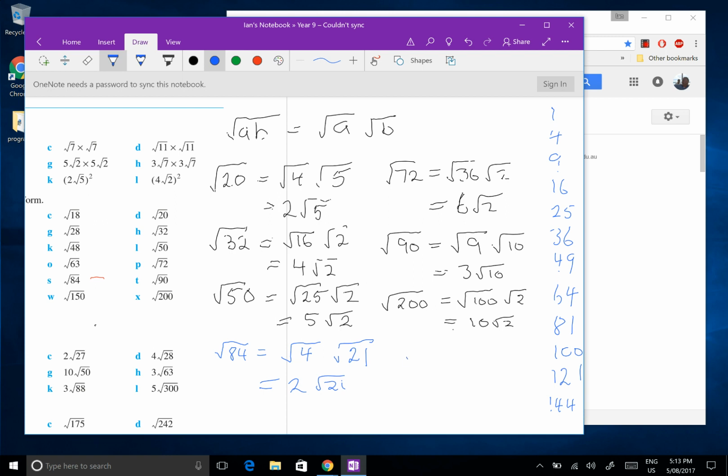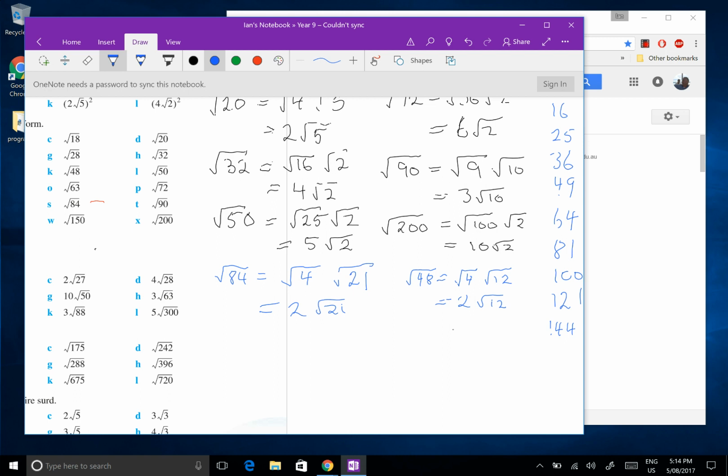But I'll do root 48. Now I know that 16 goes into 48 3 times, but let's say I didn't know that. You might not know your 16 times tables. So you'll go, all right, well, I'll do the root 4 first. And 4 goes into 48 12 times. And you go, all right, well, that's 2 root 12. But I know that 4 also goes into 12. So I can break down 12 as 4 and 3. Now, I've got to be careful here. That's 2 times 2 root 3. Remember, the root of 4 is 2. And that gives me 2 times 2, 4 root 3.